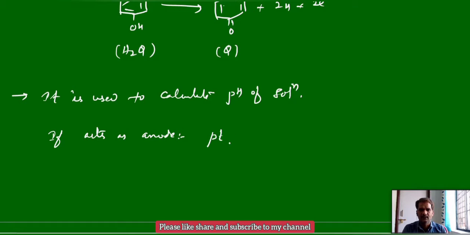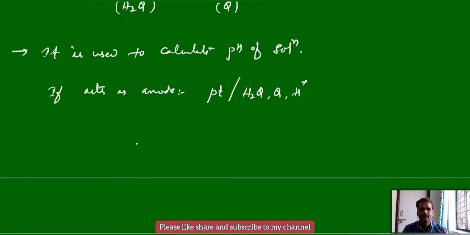Then we can take the platinum electrode that will dip in the quinhydrone, H2Q, in presence of acidic medium. And this is the anodic representation. So the anode reaction we have just taken, that is H2Q can give Q plus 2H plus.